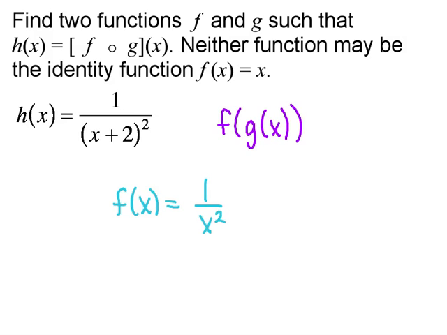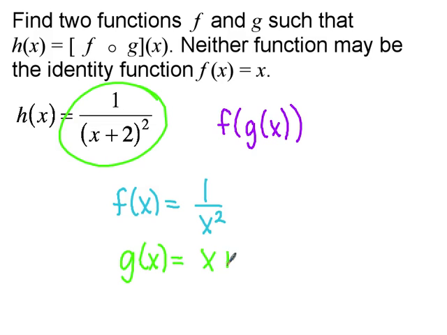With that in mind, I want you to think, what would g of x have to be so that I will get this as my composition? What? X plus 2, exactly right. Why is that? Because if I took f of x plus 2, I'm going to put x plus 2 in here, and it'll be 1 over x plus 2 squared. Let's look at another one of those.